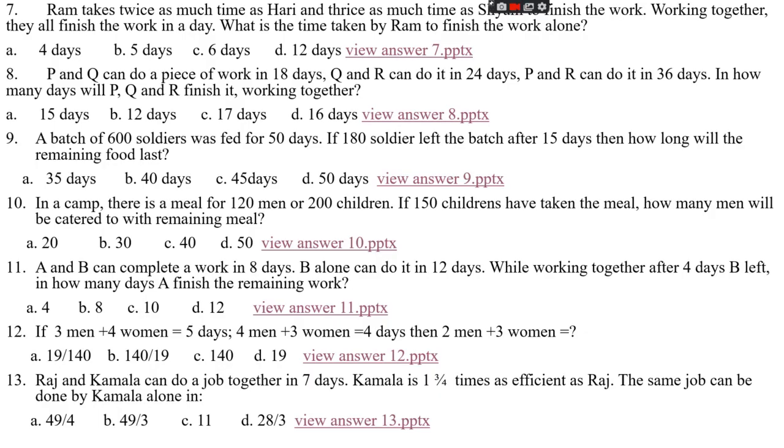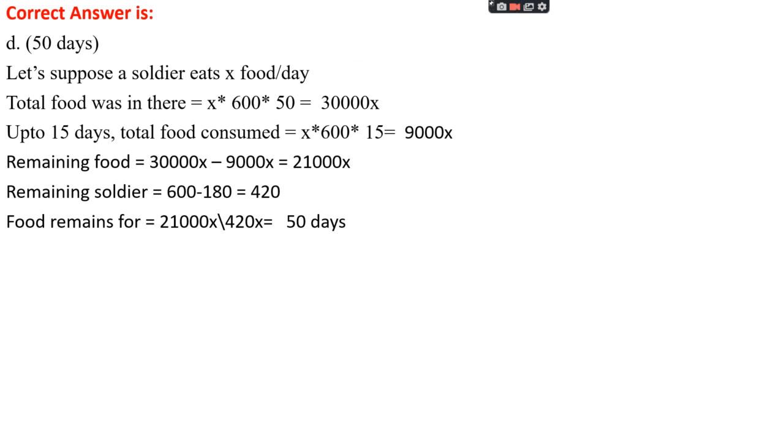Question number 9. A batch of 600 soldiers was fed for 15 days. If 180 soldiers left the batch after 15 days, then how long will the remaining food last? Option A 35 days, option B 40 days, option C 45 days, or option D 50 days. The right answer is option D, that is 50 days.